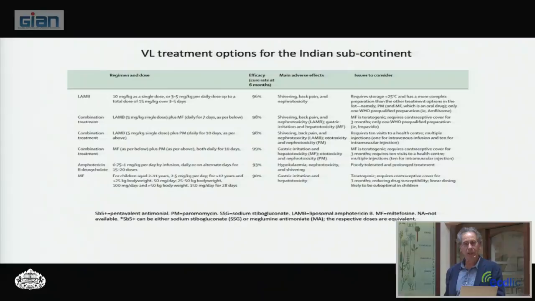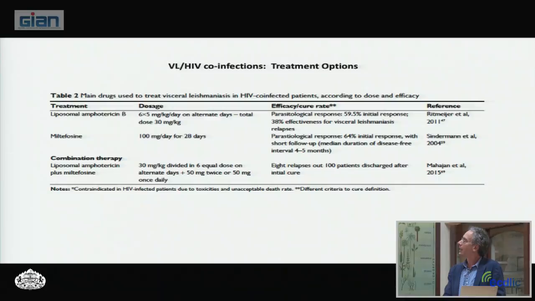This was such a beautifully organized and pretty well-funded effort, with multi-center trials to develop these optimal treatment options. And many of them are combination treatments, again very important to prevent drug resistance. And they've even optimized treatment options for VL-HIV co-infections.